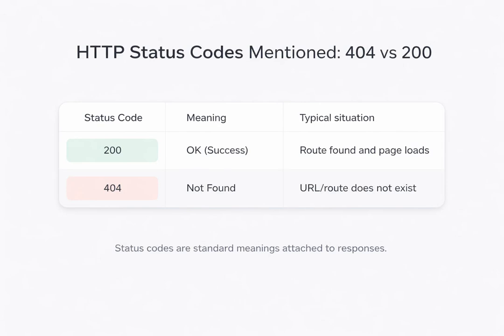Those numbers, like 404 and 200, are HTTP status codes. A 200 means the request succeeded: route matched, view rendered, everything okay. A 404 means the resource wasn't found, most commonly because the URL doesn't exist in your route definitions. These codes are standardized, so they carry consistent meaning across the web.